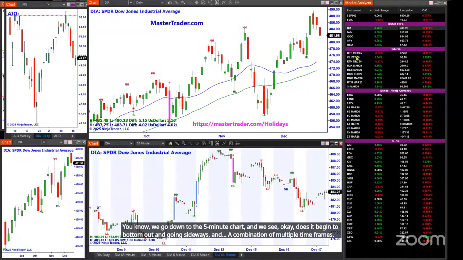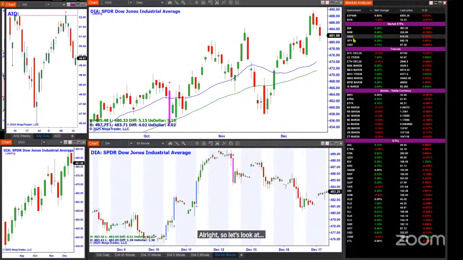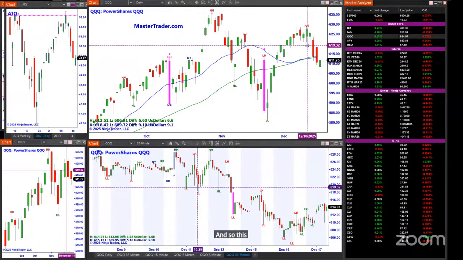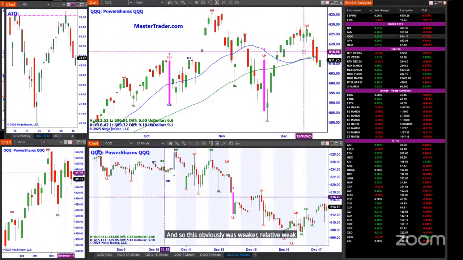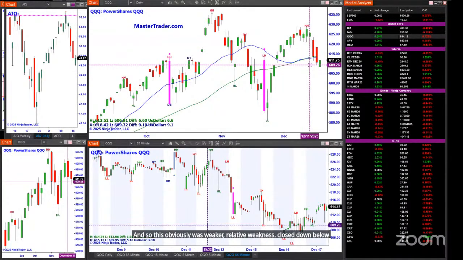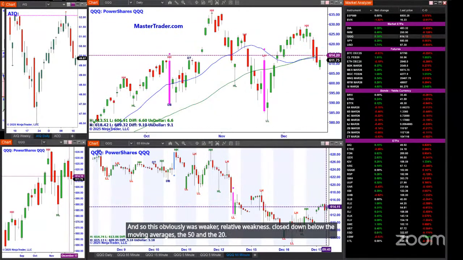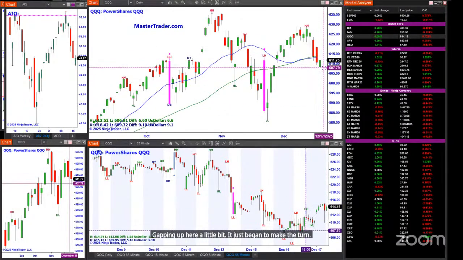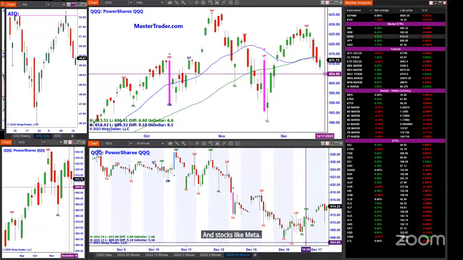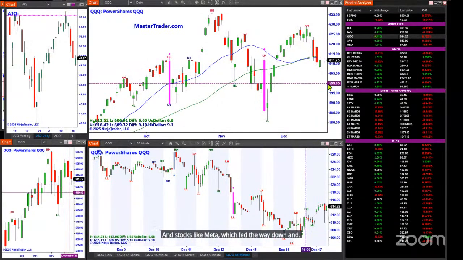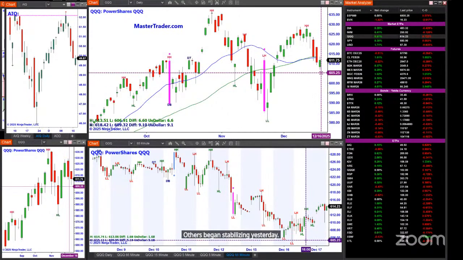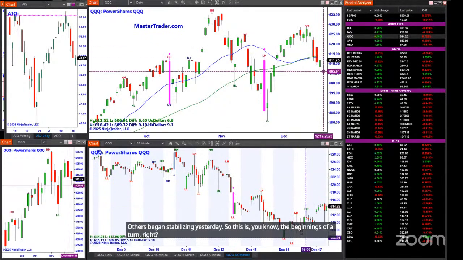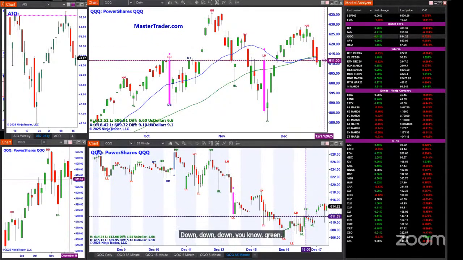All right. So let's look at the Qs here. And so this obviously was weaker, relative weakness, closed down below the moving averages, the 50 and the 20, gapping up here a little bit as this began to make the turn. And stocks like Meta, which led the way down, and others began stabilizing yesterday. So this is the beginnings of a turn. Right? Down, down, down, green, move up.